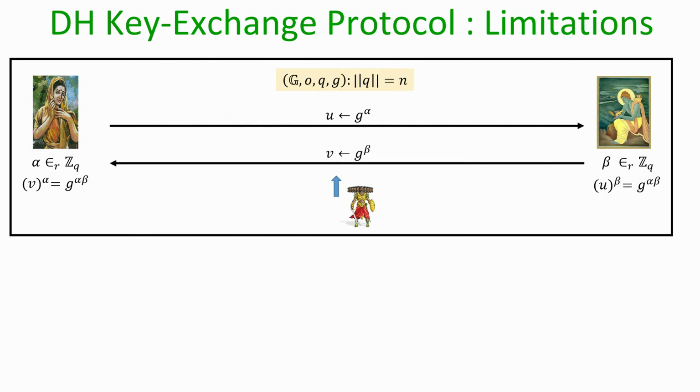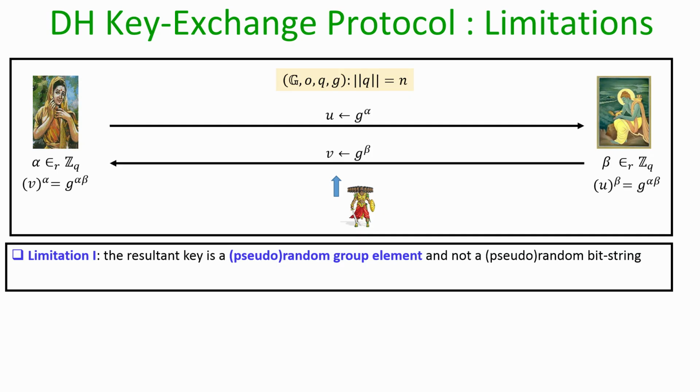So, now we have seen the exact steps of the Diffie-Hellman key exchange protocol. Even though it allows the sender and the receiver to communicate over a publicly known insecure channel with no pre-shared information and agree upon a common random key, there are certain limitations of this key exchange protocol. The first limitation is that the resultant key which sender and receiver output is not a random or pseudo random bit string, but rather a pseudo random group element, whereas we would like sender and receiver to agree upon a pseudo random bit string, which they can use for any symmetric key cryptographic primitive.